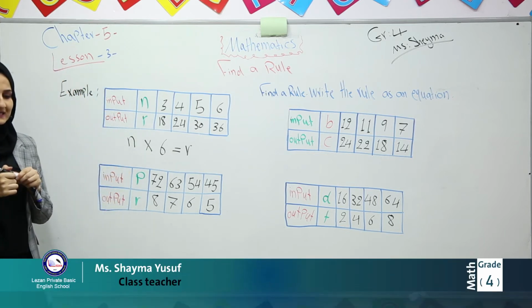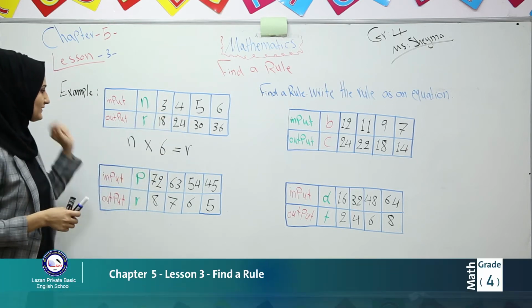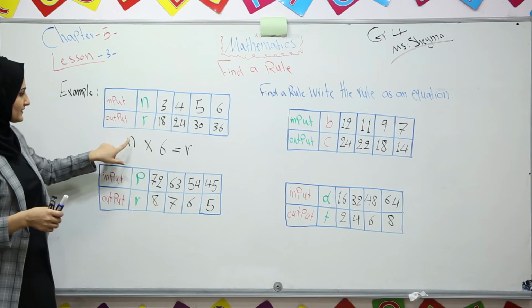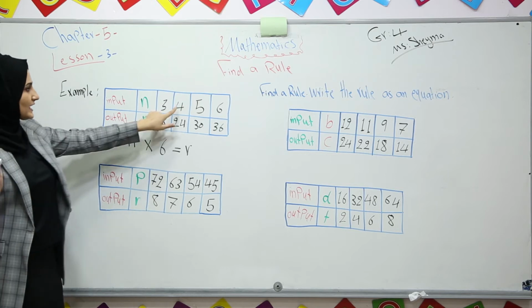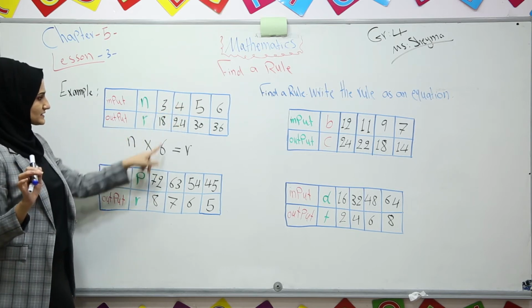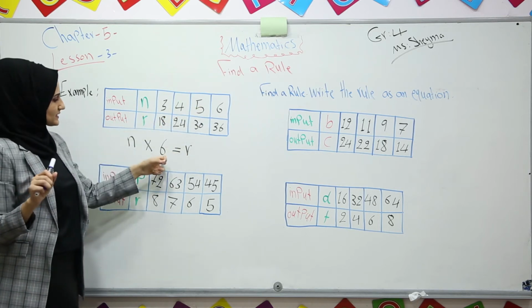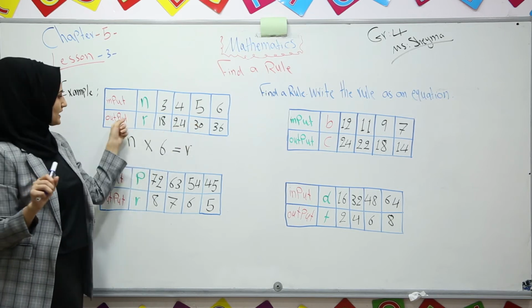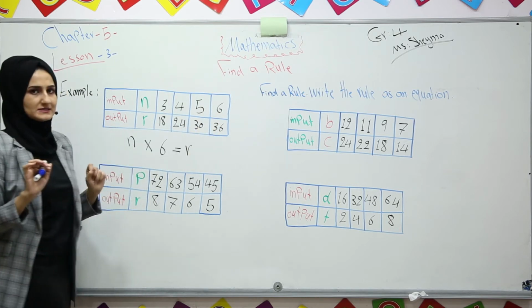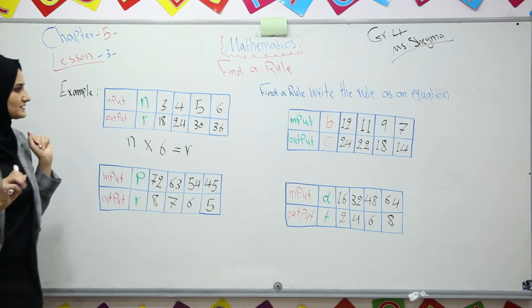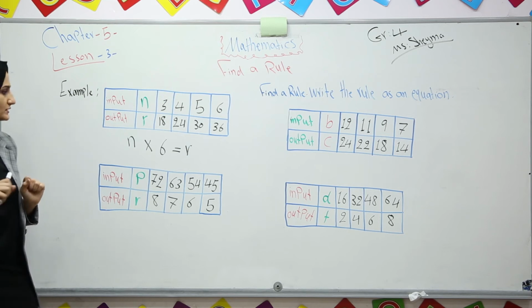So we have to test our rule on each pair that we have. N times 6 is equal to R. First, N is equal to 3. 3 times 6 is equal to 18. That's right. 4 times 6 is equal to 24. The output is 24, so that's right again. 5 times 6 is equal to 30. Our output is 30. That's right. 6 times 6 is equal to 36. Our output is 36. So that's right. So this equation works for these input and output numbers.